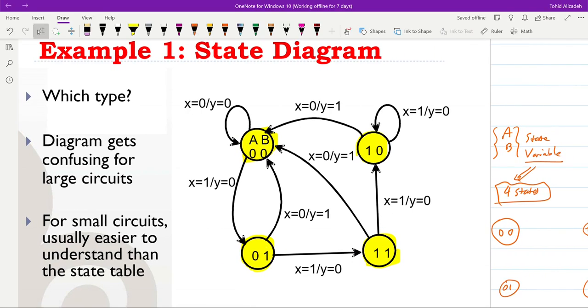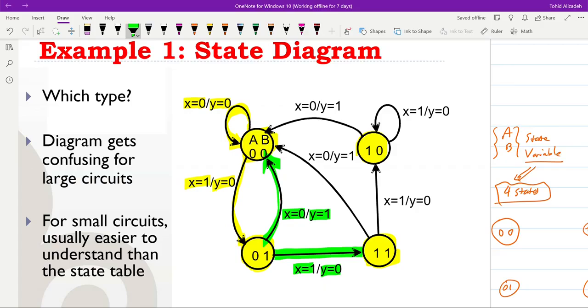For the state 00, if the input is equal to 0, output will be equal to 0, and we will remain at the same state. But if input is equal to 1, the output will be equal to 0 again, and we will switch to the next state, which is 01. In state 01, if input is equal to 1, output will be equal to 0, and we will switch to 11. If input is equal to 0, output will be equal to 1, and then we will switch to the state 00. And you can see it for the other states, 10 and 11, as well.